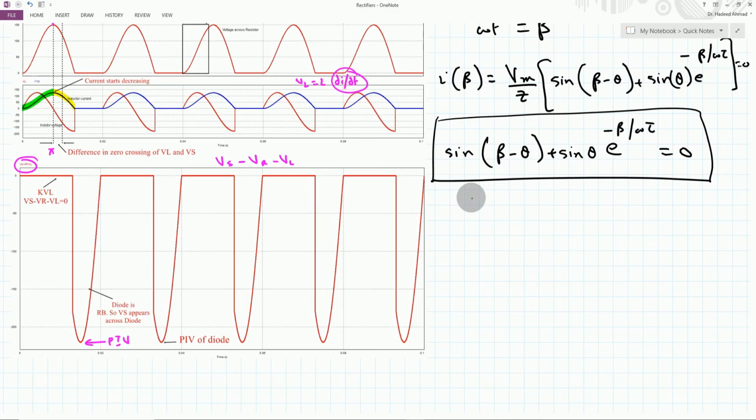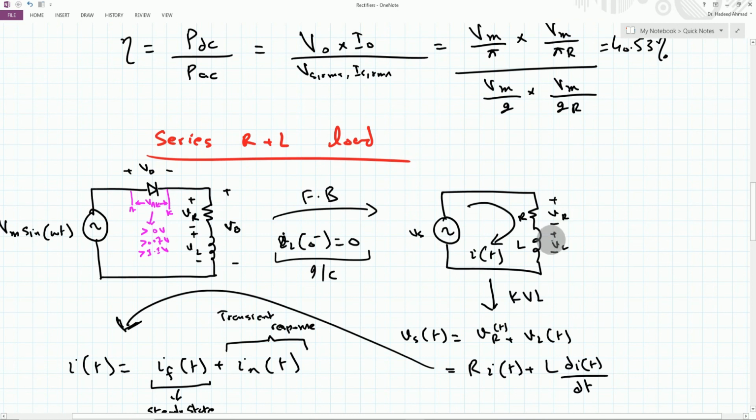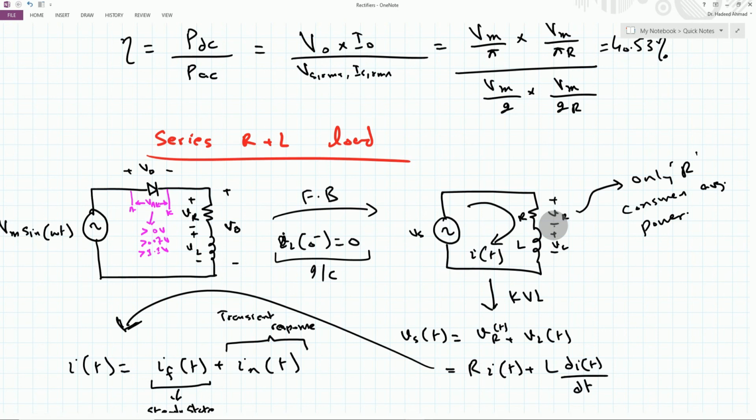So now for this given circuit, because we have an inductance as well as this resistance here, only this R consumes the average power, because the average power across this inductance is equal to 0. But if I want to know the average power consumed by the R, I should know the RMS value of the current which is flowing here.